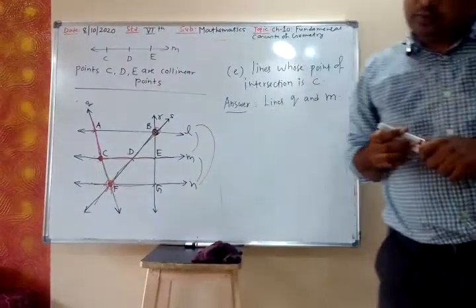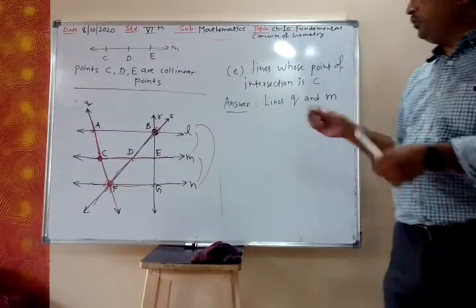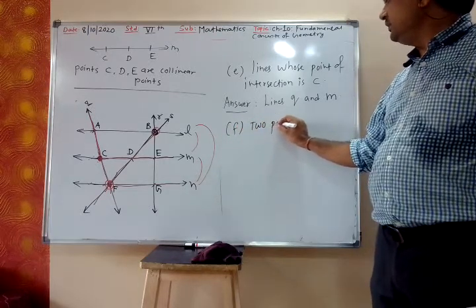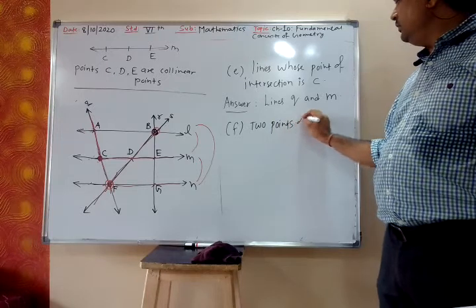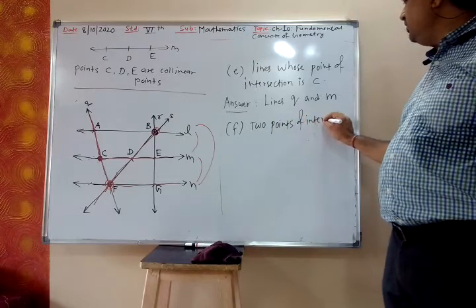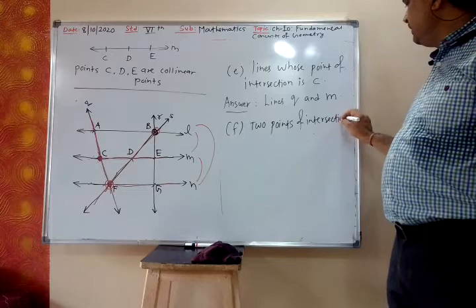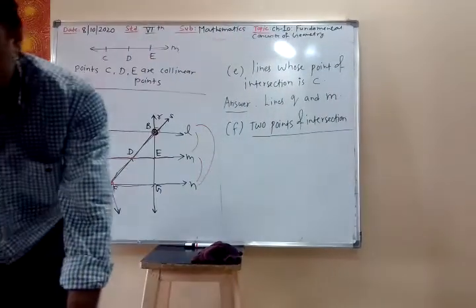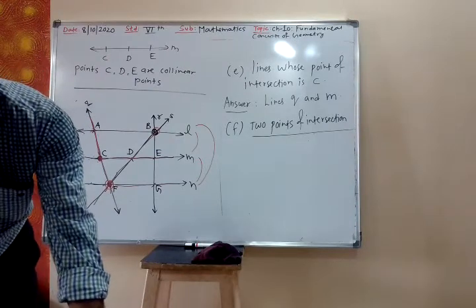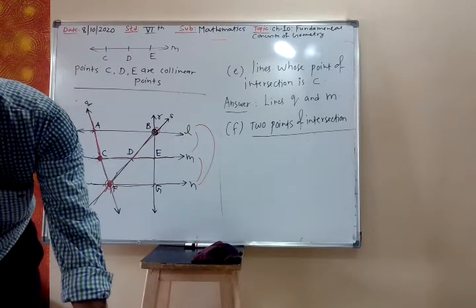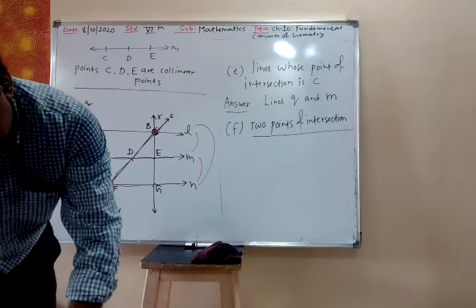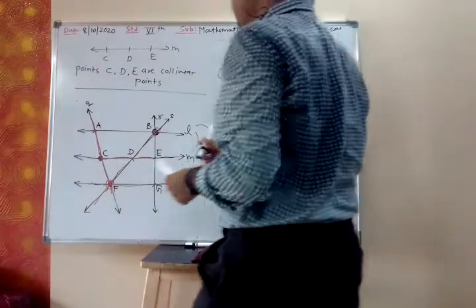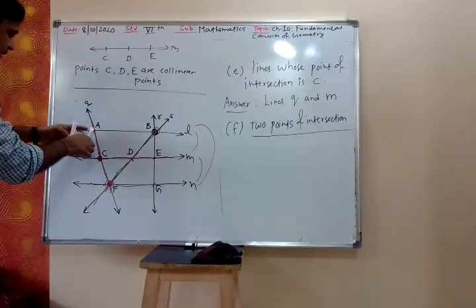Now next, 2 points of intersection. Yes, what are 2 points of intersection? Tell me, what are 2 points of intersection? See, one is A.